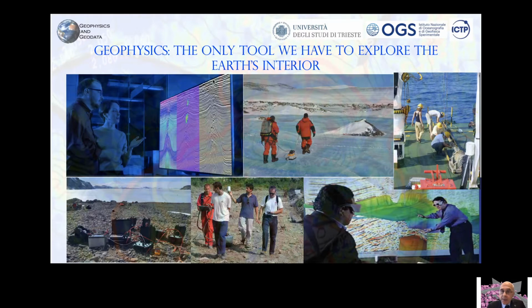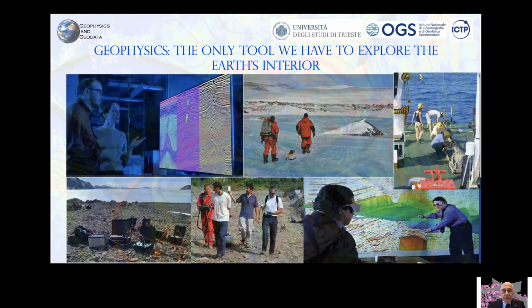So the second skill required to a geophysicist is the skill of processing, analyzing, and interpreting the data. So all of the techniques that are dedicated to data analysis, scientific computing, modeling, and inversion optimization are in the background of a geophysicist. So this is the main reason why in the title of our course we are specifying that it is a course in geophysics and geodata.